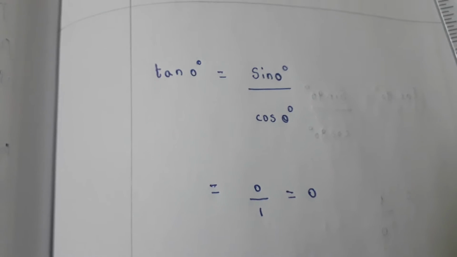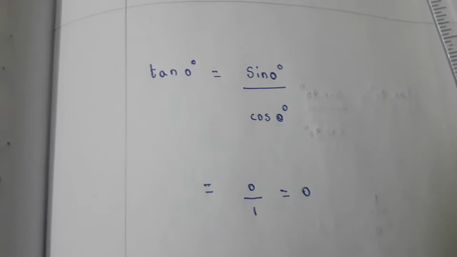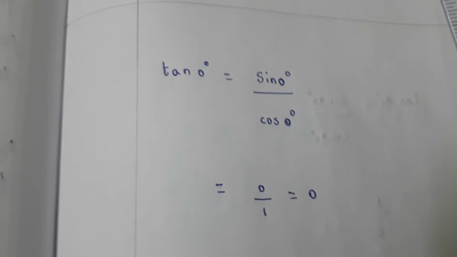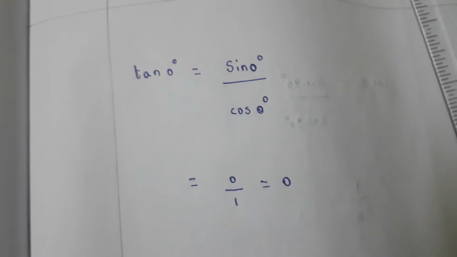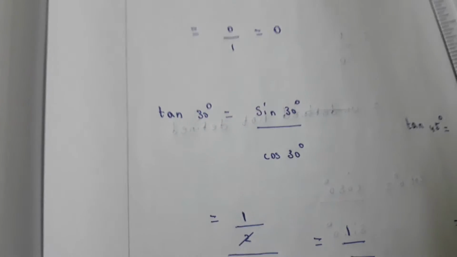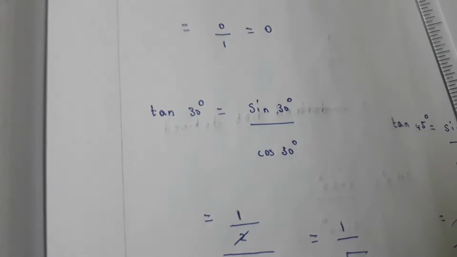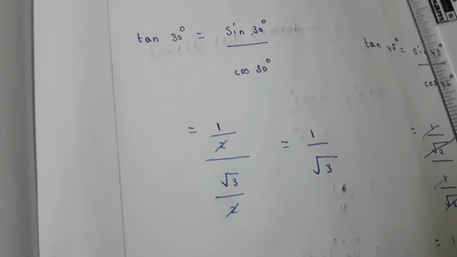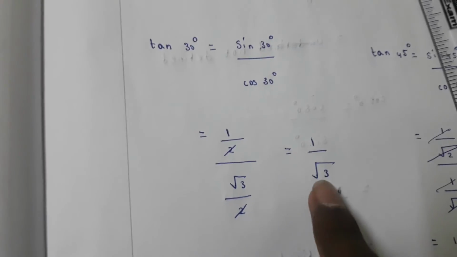Tan 0 means sin 0 by cos 0. Sin 0 means 0 and cos 0 means 1. That is equal to 0. Now tan 30 means sin 30 by cos 30. Sin 30 is 1 by 2 and cos 30 is root 3 by 2. So the 2 gets cancelled, and the remaining one is 1 by root 3.